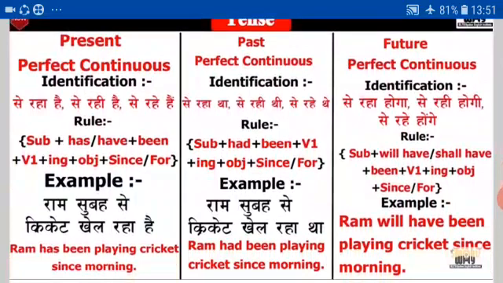Future perfect continuous, its identification: से रहा होगा, से रही होगी, से रहे होंगे, and its rule is subject plus will have or shall have plus been plus first form of verb plus ing plus object plus since or for. Ram will have been playing since morning. For its negative example, Ram will not have been playing cricket since morning. For its interrogative sentences, will is used at the beginning of the sentence.